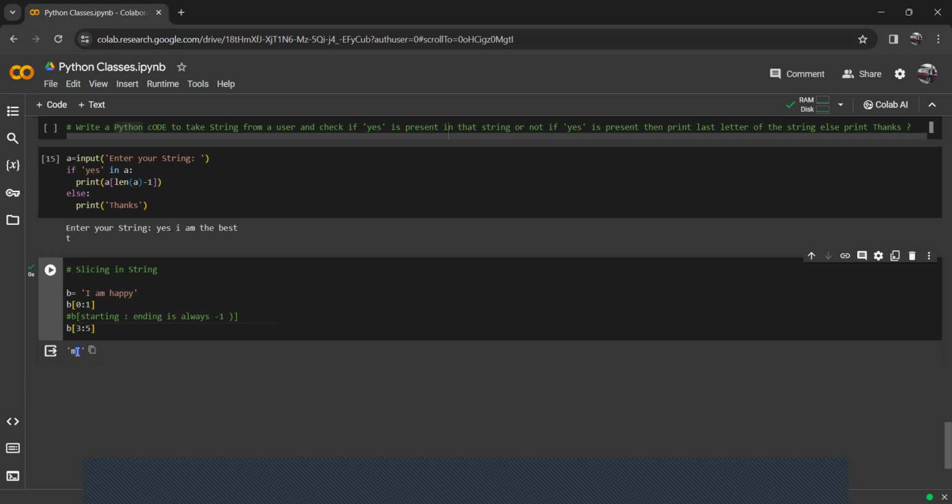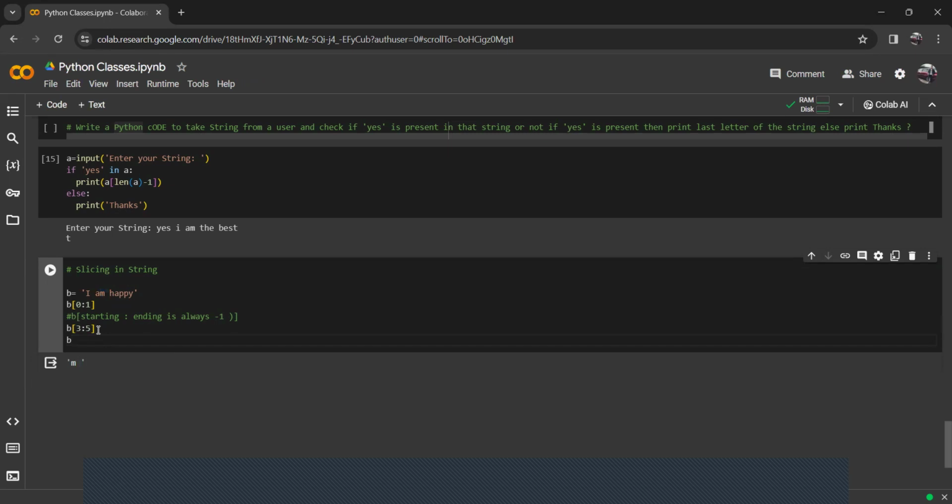M and space. So it is starting from 3. 0, 1 for space, 2, 3. So starting from M. Now the ending is from 3 to 5. It will not be 3 to 5, it will be 3 to 4 only, because the ending is always -1. So from M to the next character, which is the fourth character. So this is your output. M space. Output is M space.